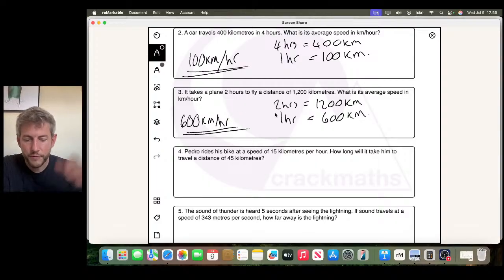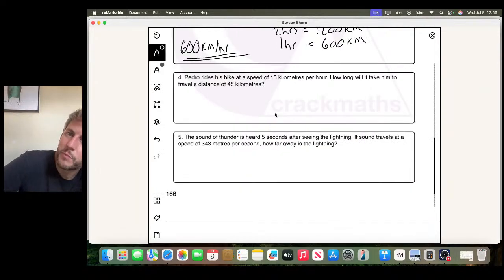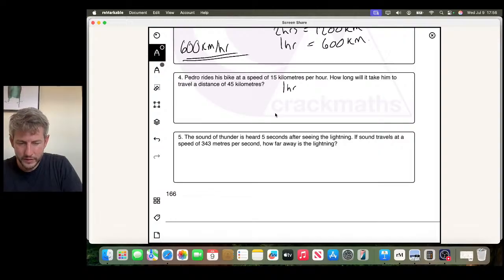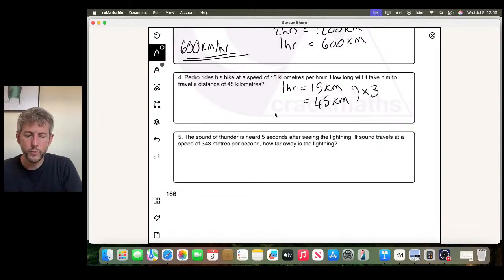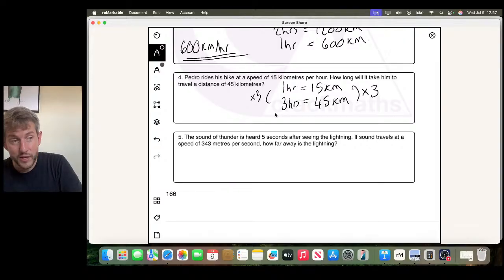Okay. Question 4, Pedro rides his bike at a speed of 15 kilometers per hour. How long will it take him to travel a distance of 45 kilometers? So 1 hour equals 15 km. We need to get up to 45 km. I can see that 15 times 3 is 45. I know that because of the clock: quarter of an hour, half an hour, 3/4 of an hour. I times this by 3 as well. We get 3 hours. So in 3 hours, he travels 45 kilometers. That will be 3 hours.